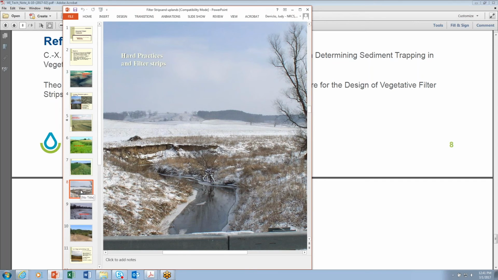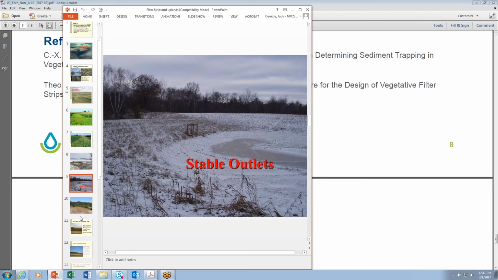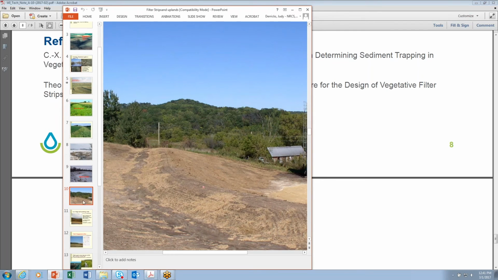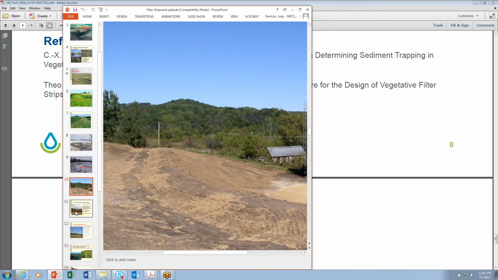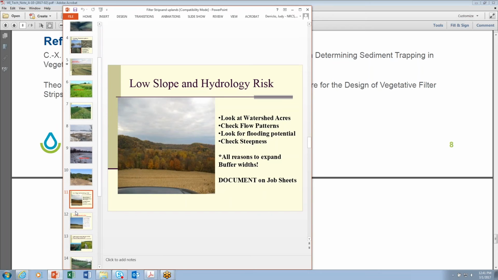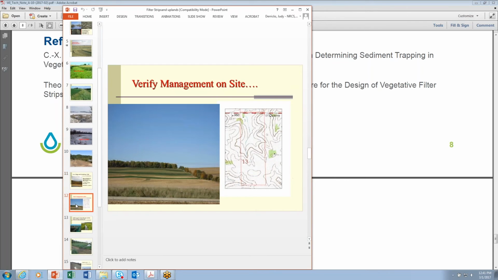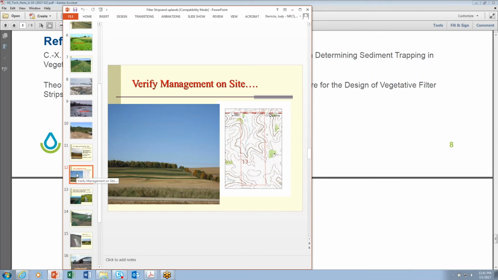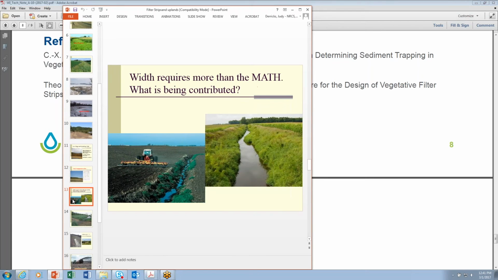We have troubles when we have other things that need hard practices, but we just need to pay attention to what's going on at these sites. So stable outlets is a key part of whether we're doing an adequate job of filtering from uplands. We may need to have clean water diversions associated. We need to be looking at the slope and the hydrology risk. So we just have to have that big awareness of what's going on in that entire watershed when we're out there, or at least in that contributing watershed, I should say.